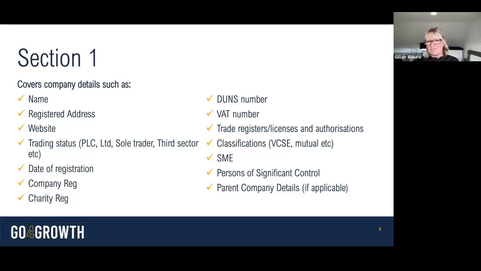There's also a section on classification, so really about how you're set up. So are you a voluntary or a community or a social enterprise organisation, a VCSE, or are you a mutual, for example? And also it will ask you if you're a SME. So in the context of this, a SME stands for small to medium enterprise. The definition of what a SME is will be in the definitions in the documents that are in the procurement. But generally speaking, a small organisation is 0 to 49 employees. And the European definition of a medium enterprise is 50 to 249 employees.